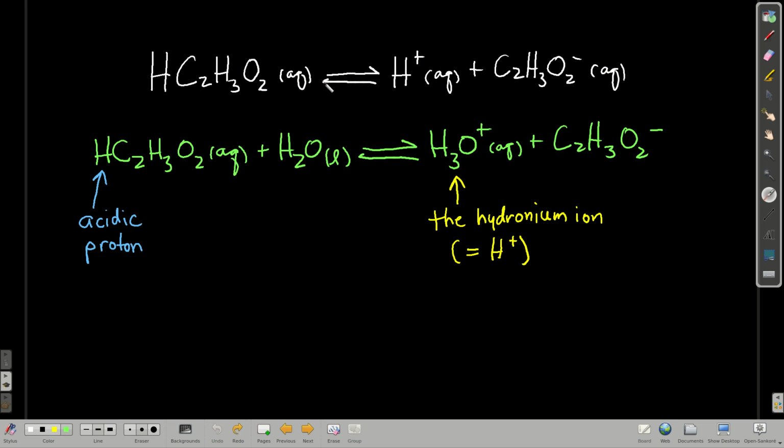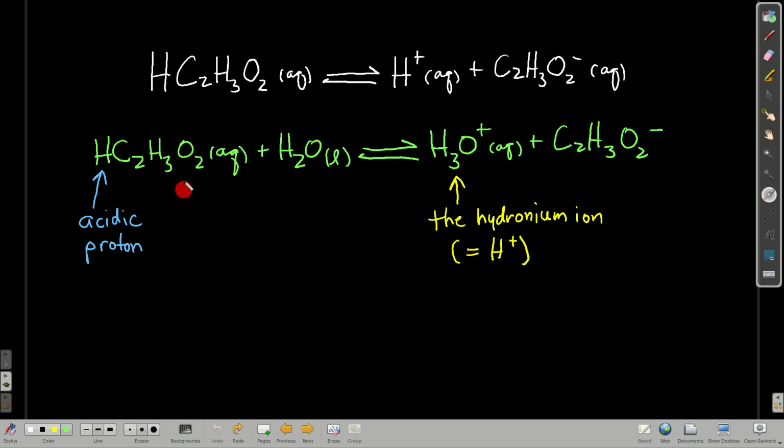Now, when we look at a weak acid, this is acetic acid dissociating to the hydrogen ion and acetate. Another way of writing this, an entirely equivalent way of writing this reaction, is to have acetic acid reacting with water to make what's called the hydronium ion and acetate. The hydronium ion is H3O+. For us, it's going to be interchangeable with the hydrogen ion, depending on which it's more convenient to write or which explains things better.